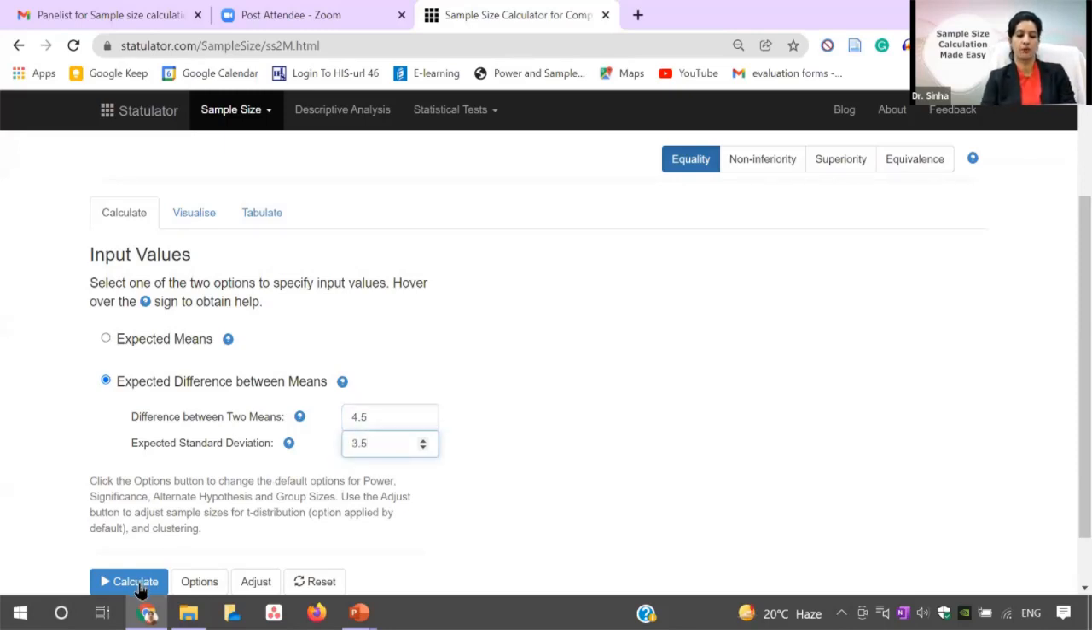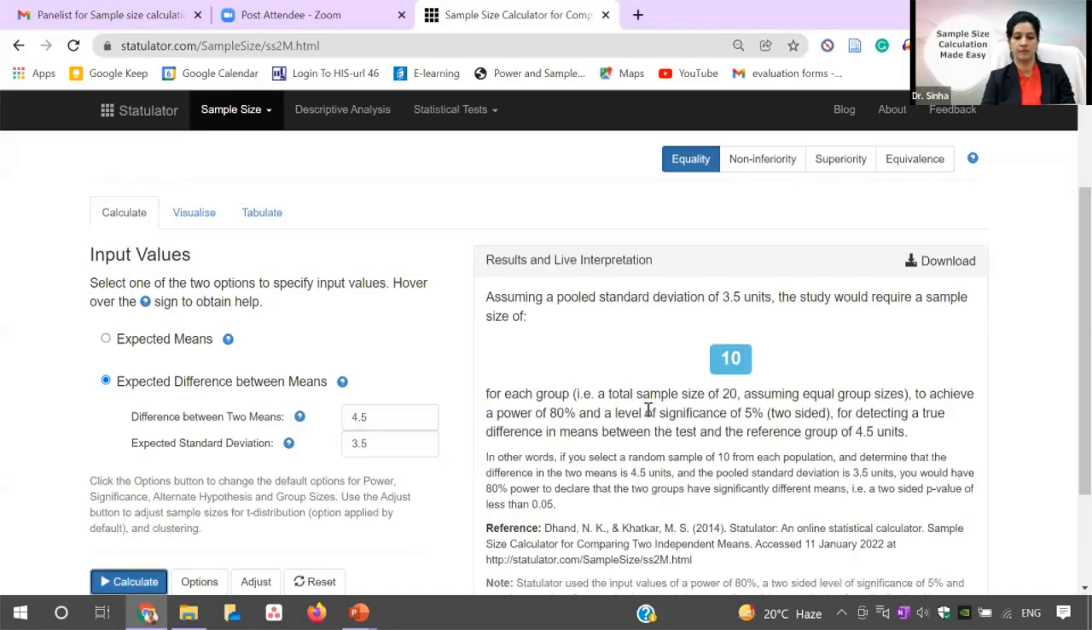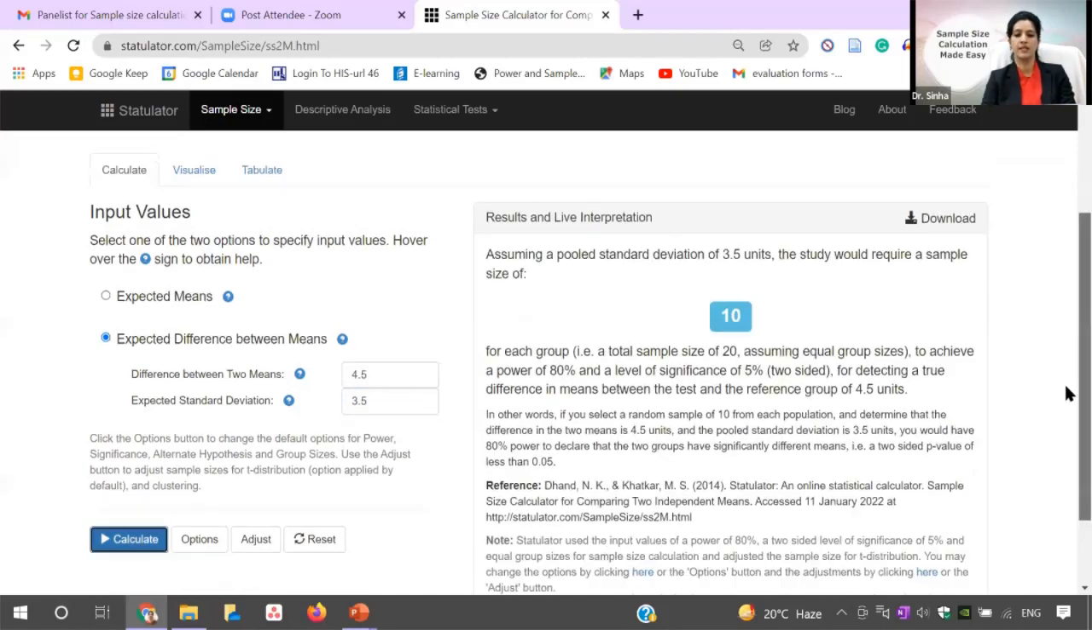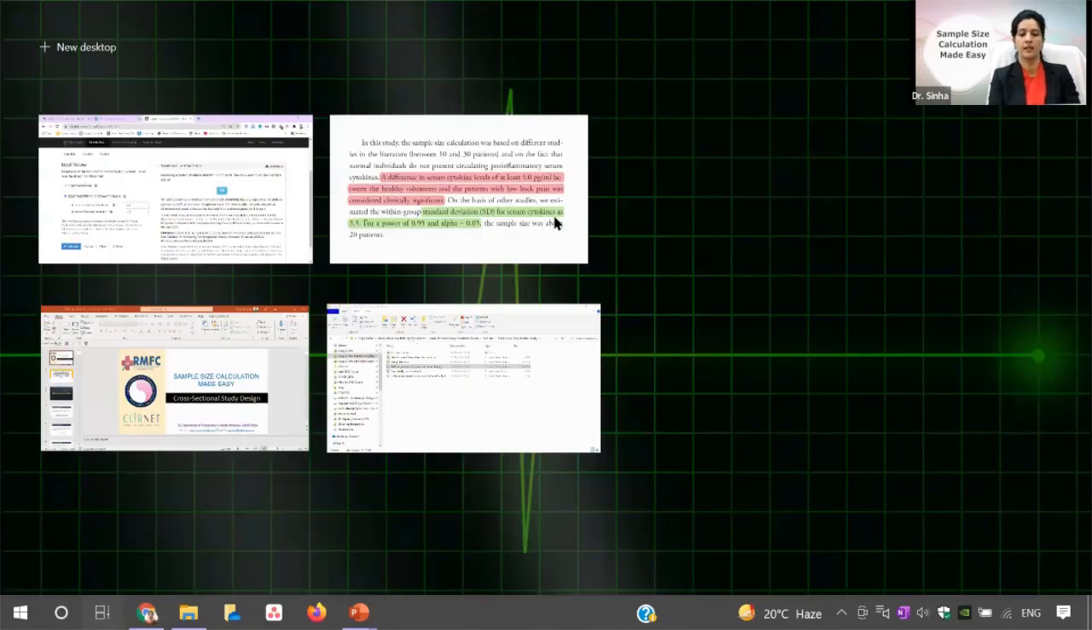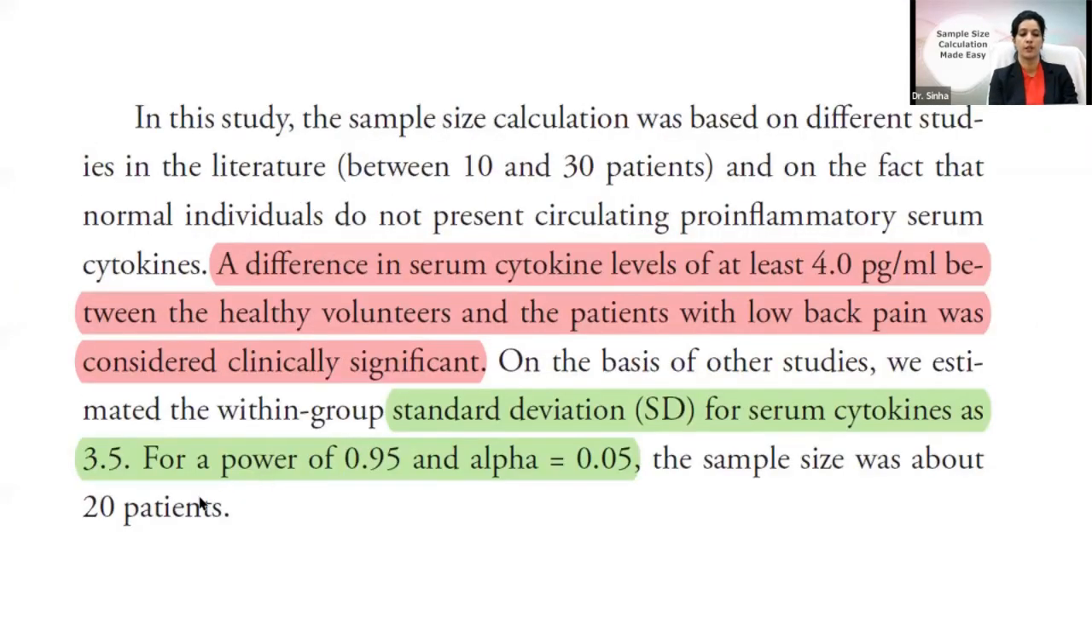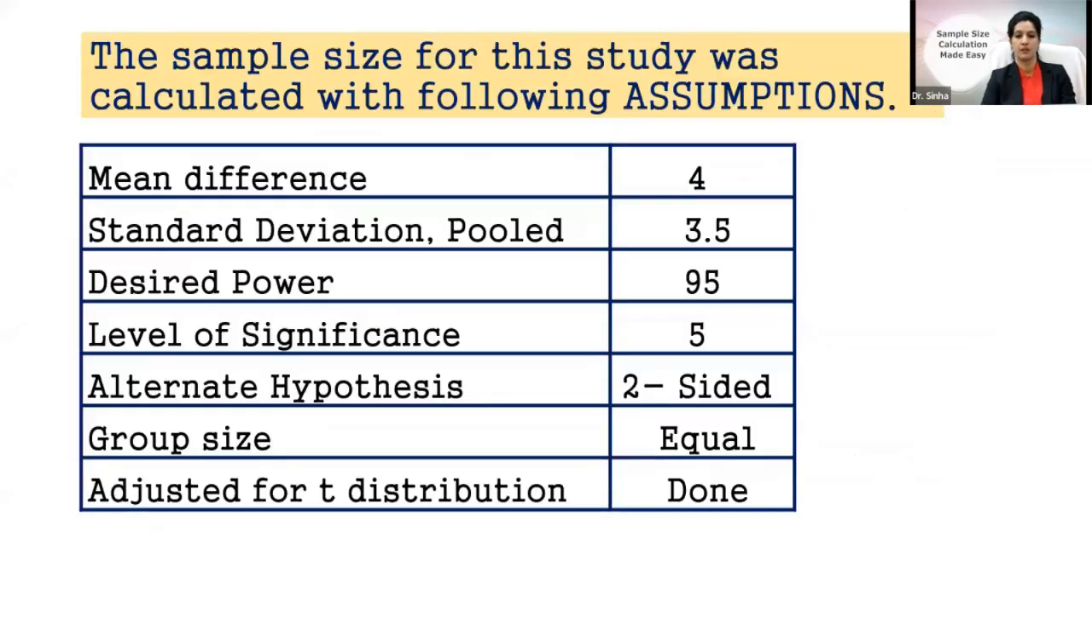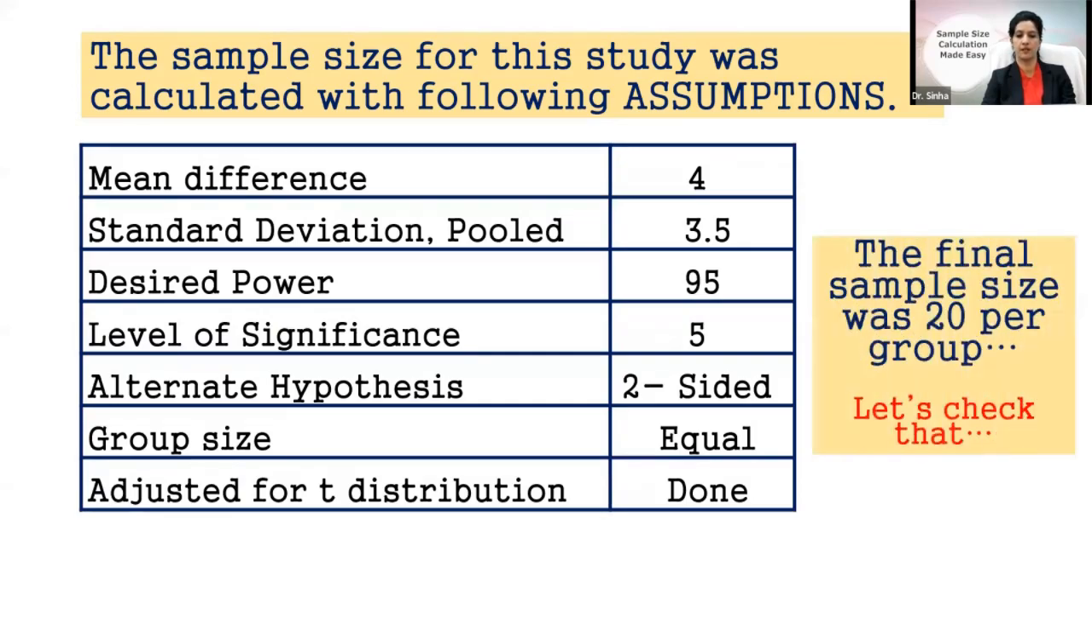Because there is no adjustment, I'll press calculate, and you can see that a total of 20 is required, 10 in each group. That's how the author has also written that he has taken a total sample size of 20 patients. So this was regarding the 2 means. This is the same as what we have done.